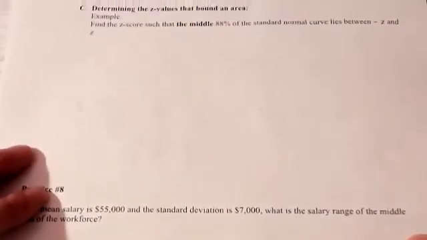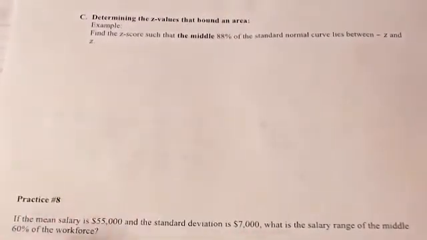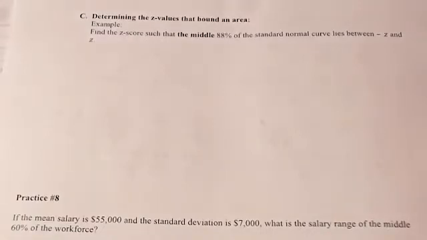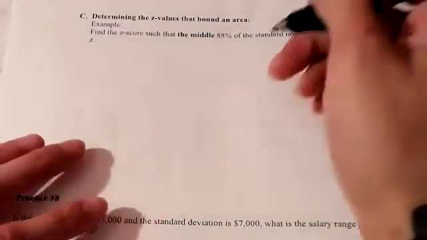Find the z-score such that the middle 88% of the standard normal curve lies between negative z and positive z. Because it's symmetric, it would make sense that you would essentially have the exact same value, just positive and negative. So check this out. We want the middle 88%.